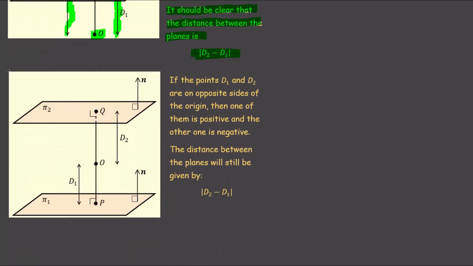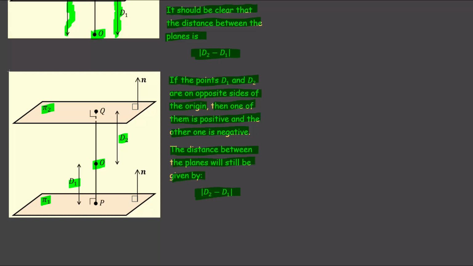In the second diagram, we have planes where the origin is here and we're on opposite sides. Again, the distance D1 is here and the distance D2 is here. One would be positive, one would be negative. If the points D1 and D2 are on opposite sides of the origin, then one of them is positive and the other one is negative. The distance between the planes will still be given by mod D2 take away D1.